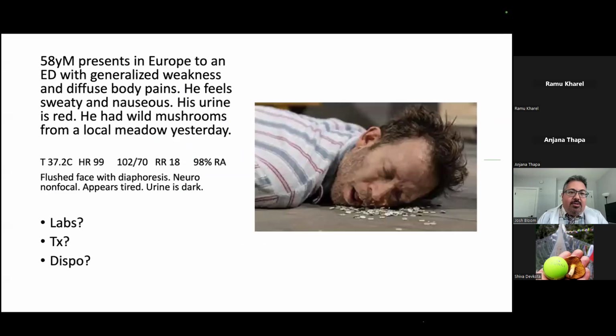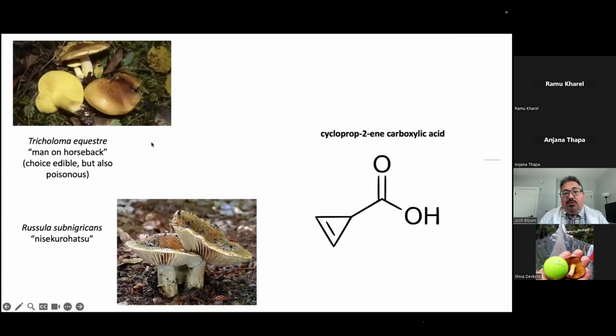So I will go quickly through the last few cases. This is a person who ate a European mushroom and has diffuse body aches with red urine, okay? And this person has a presentation that's consistent with rhabdomyolysis. And that's caused by the tricholoma mushroom. So it's also called the man on horseback, which contains this toxic compound.